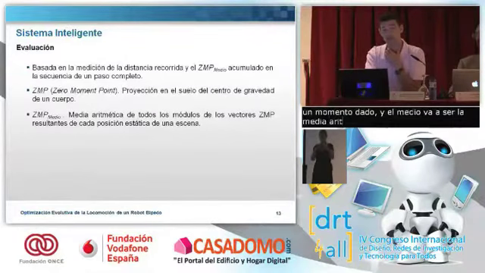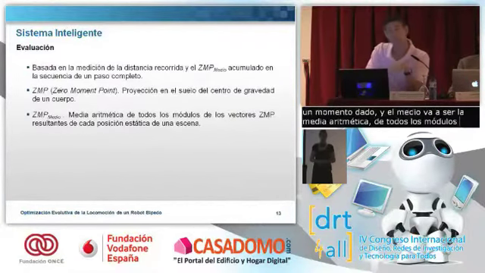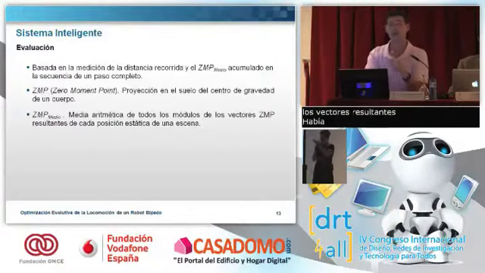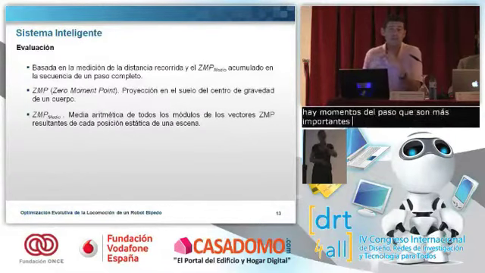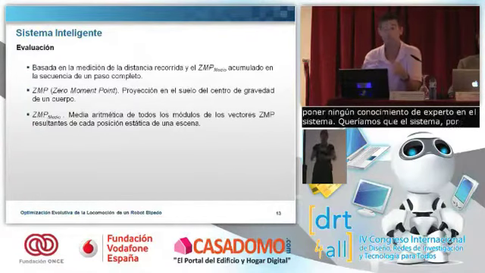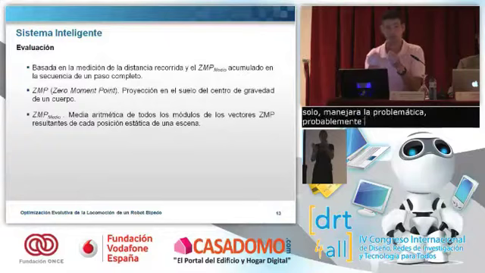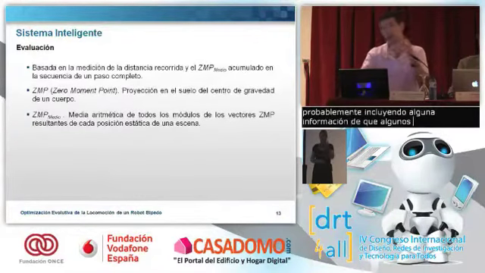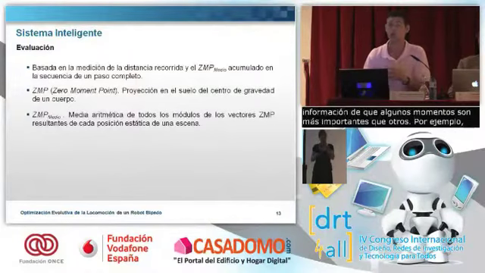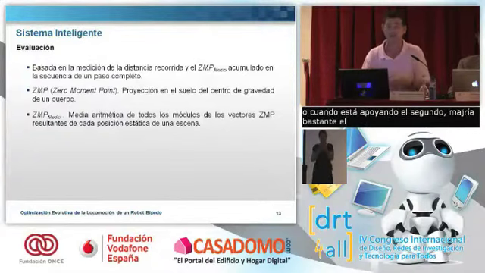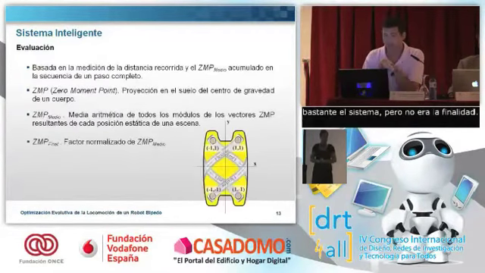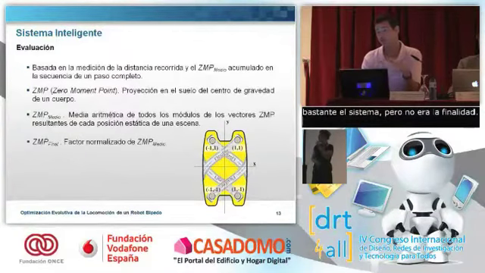The average will be the arithmetic average of all modules and vectors of ZMP resulting from each static position. We could not leave the system on its own to analyze the problem. We included information on some major moments, for example, where there's only one foot on the floor or when the robot is sort of touching the floor with the other foot. That would improve the information, but it's not what we're looking for.